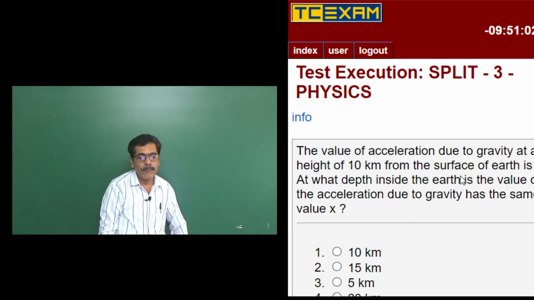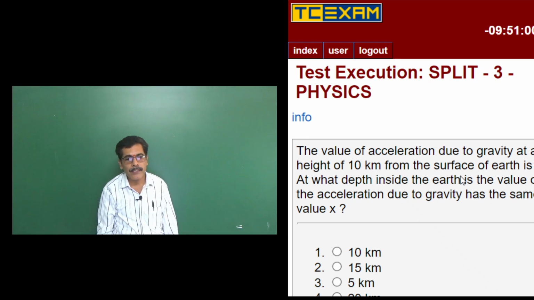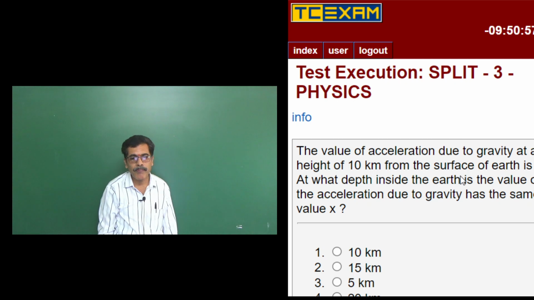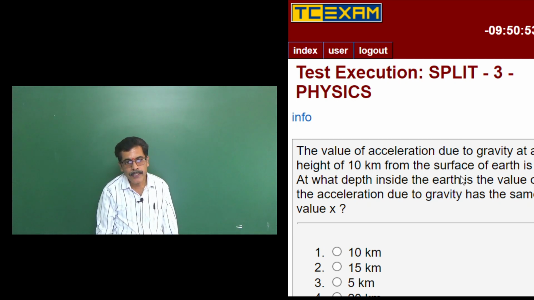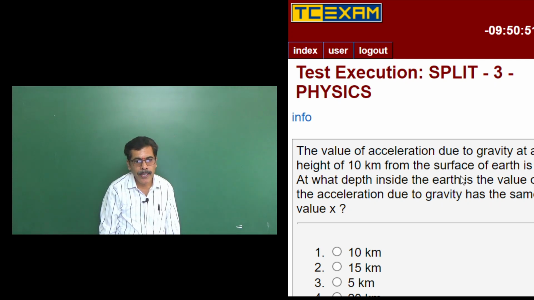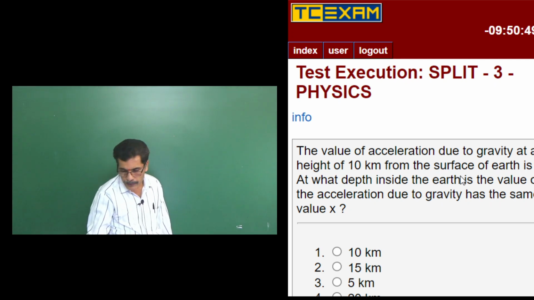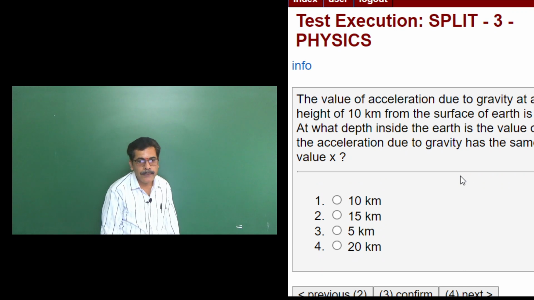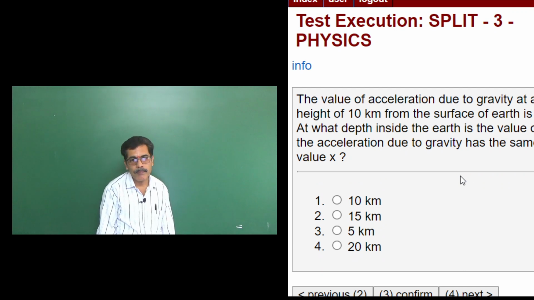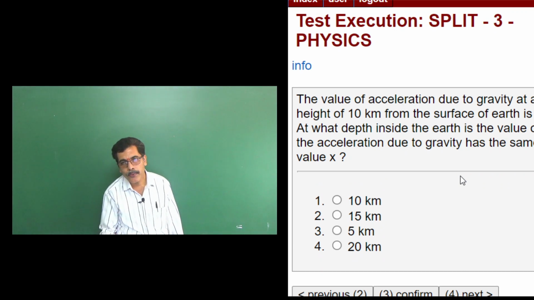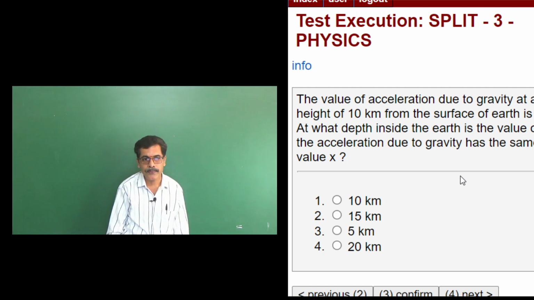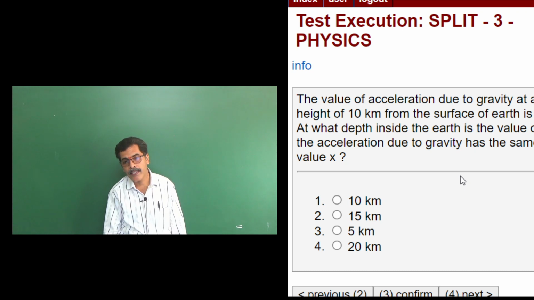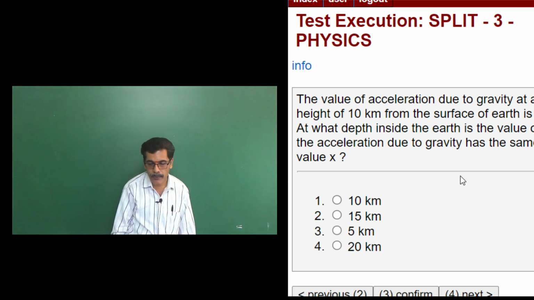The value of acceleration due to gravity at a height of 10 km from the surface of the earth is x. At what depth inside the earth is the value of acceleration due to gravity the same as x? The acceleration due to gravity at a height of 10 km from the earth's surface is given as x. At what depth inside the earth does the acceleration due to gravity have the same value as x?